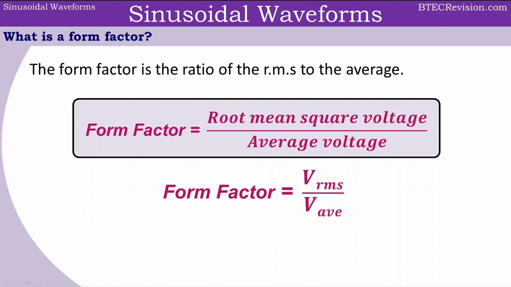Coming back to our form factor for voltage, if you remember V RMS, the equation, is equal to 1 over root 2 times V peak. And V average is equal to 2 over pi times V peak. The V peaks will cancel, and we're left with 1 over root 2, and that's going to be divided by 2 divided by pi, which we can bring to the top, times by pi at the top, which is equal to pi over 2 root 2. And that's equal to a value of 1.11.